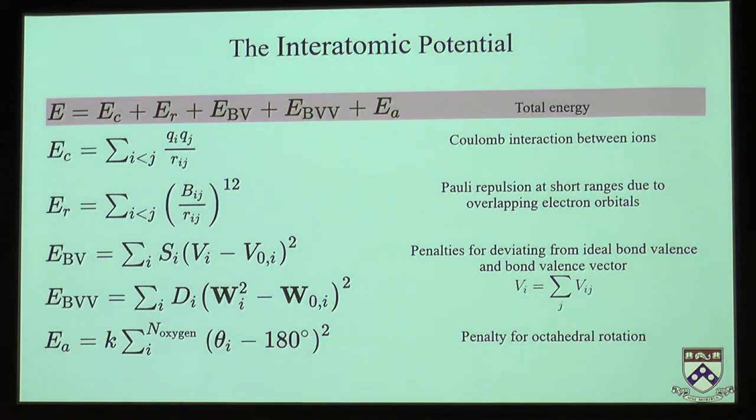So here is the total Hamiltonian we are going to use. In addition to the bond valence energy term and the bond valence vector energy term, we also have the Coulomb potential, and we also have the Lennard-Jones short-range repulsion force.